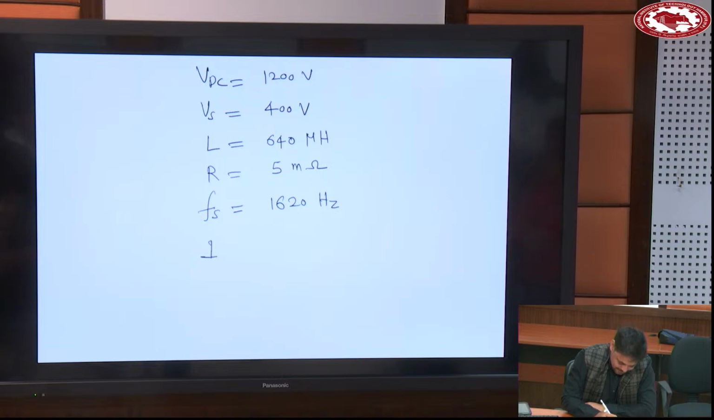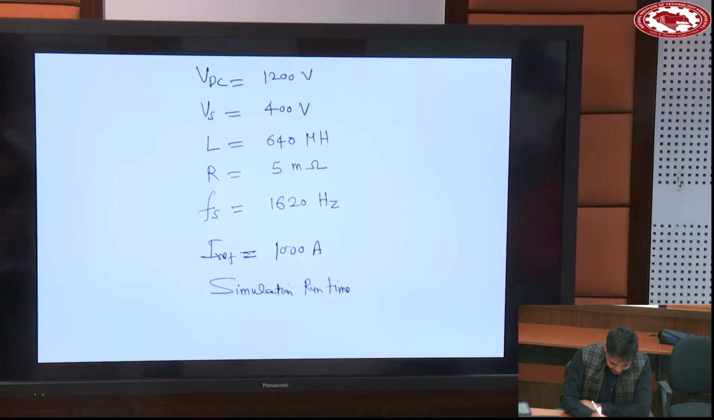You want this IREF to be 1000 ampere. I will give you everything here so that you will not ask me that this parameter is not given. For the simulation runtime, make it run for 2 seconds and provide a step change of reference. Here the reference is 0 and here 1000. This is IREF.